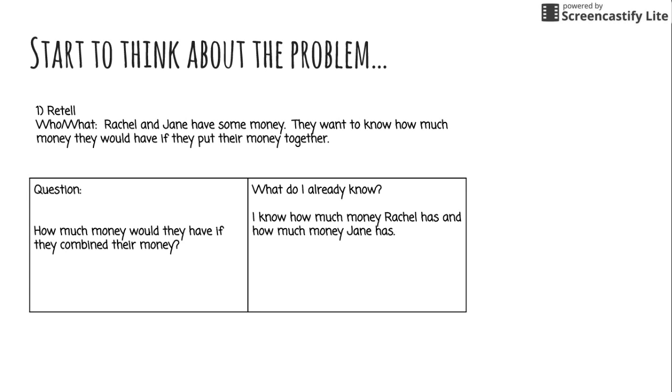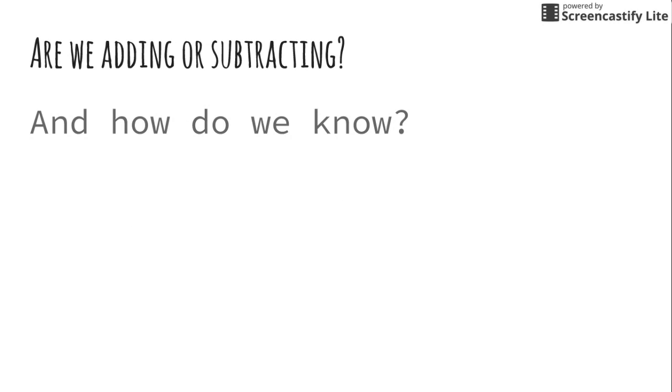That goes back to our success criteria. And if you look here, this is where the question is: how much would they have if they combine their money? So we're looking at if we put their money together. So what do I already know? I know how much money Rachel has, and I know how much money Jane has. So it tells us how much money Rachel has and also how much money Jane has. So we know a lot, and there's still something we don't know.